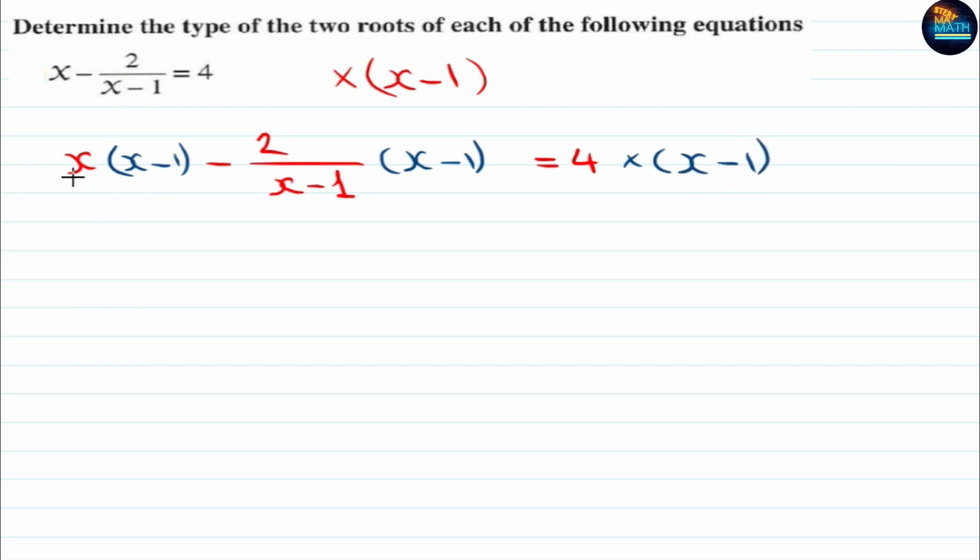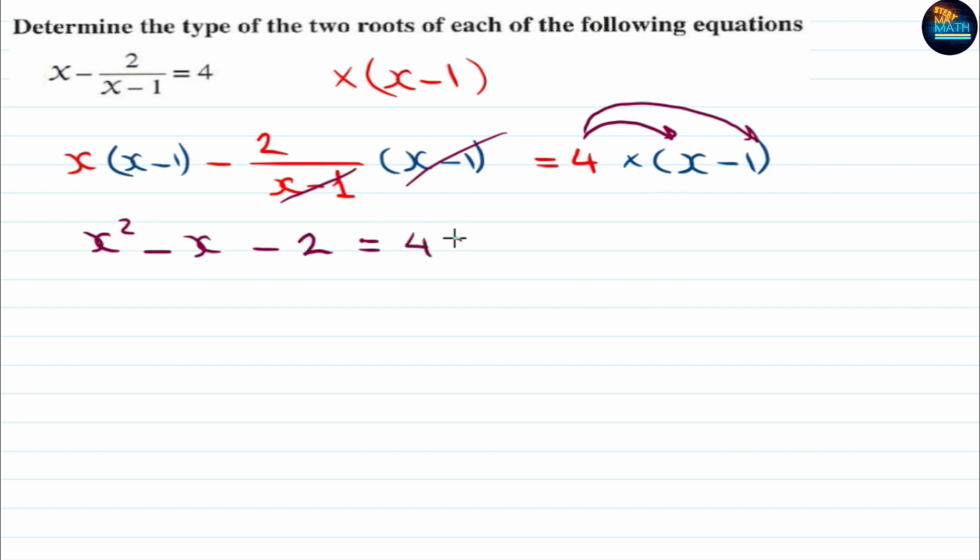All right, so x times x is x squared, minus x times 1 is x, and then here x minus 1 down and x minus 1 up, they cancel each other out, so you are left with negative 2 is equal to, and here you can distribute 4 into this parenthesis. So 4 times x and then 4 times negative 1. 4 times x is equal to 4x, and then 4 times negative 1 is equal to negative 4.